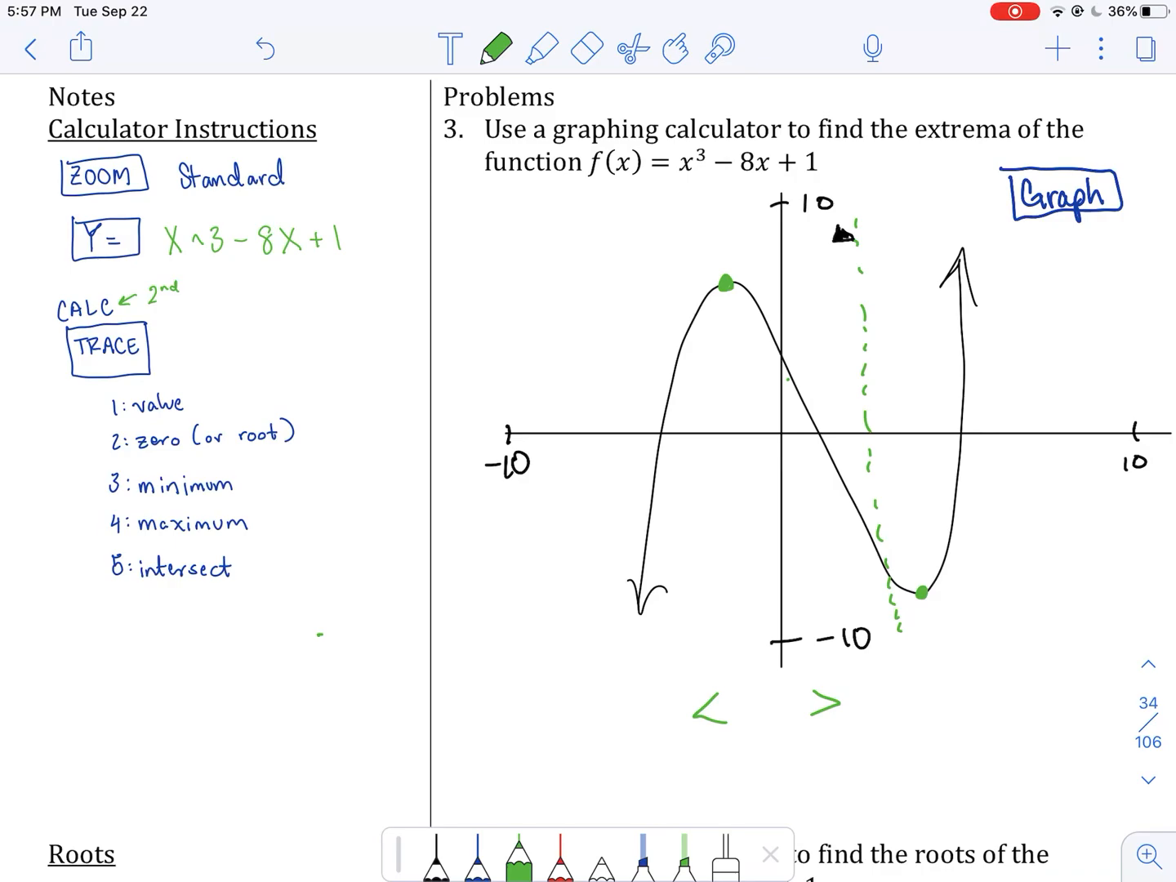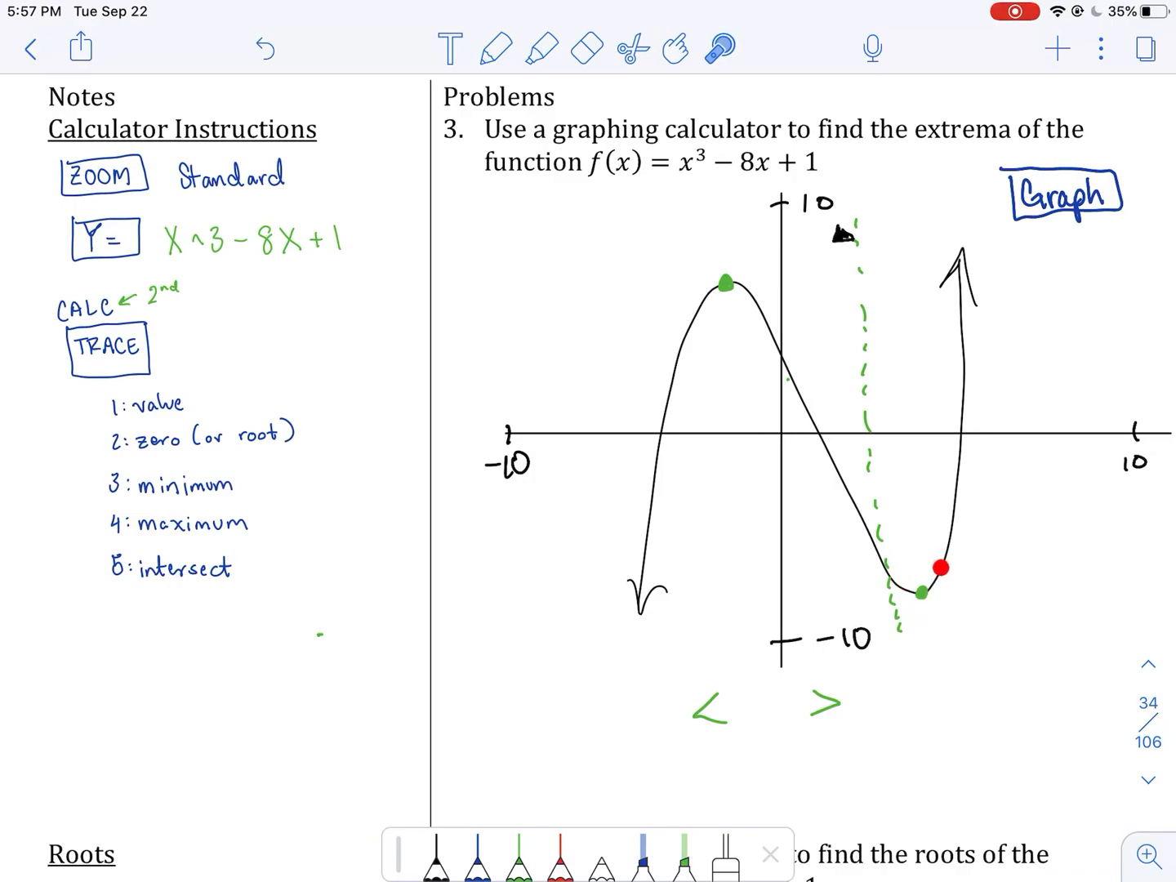Oh wait, did I say maximum? Oh, now I'm calculating minimum. Okay, so let's go back. Let's do minimum since I'm already here. Sorry about that, everyone. So minimum, clicking there.